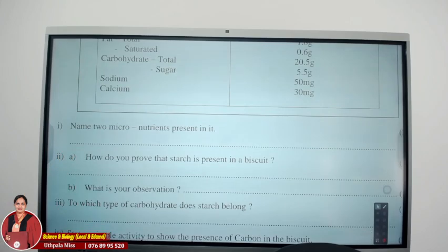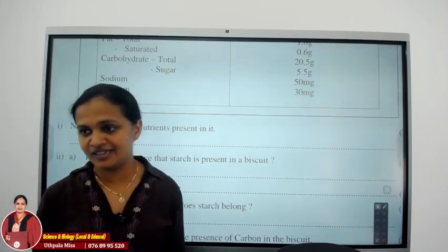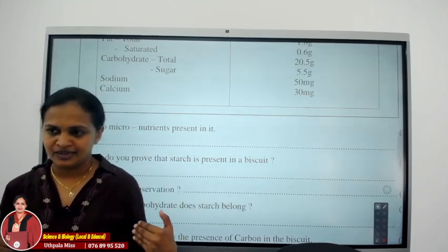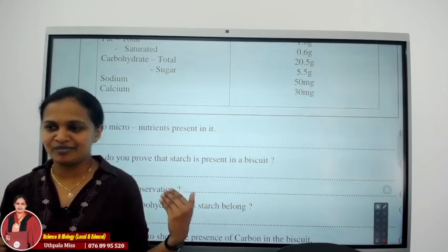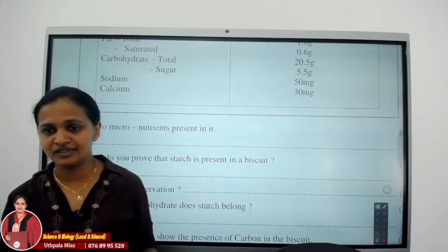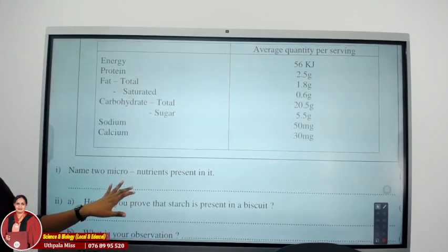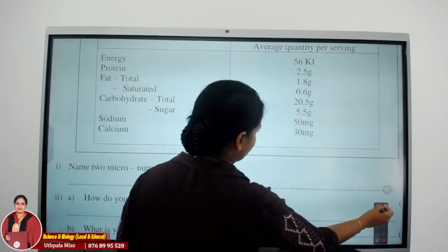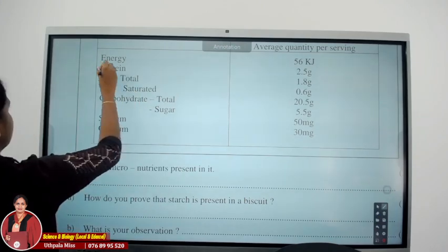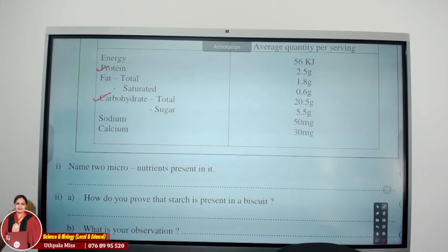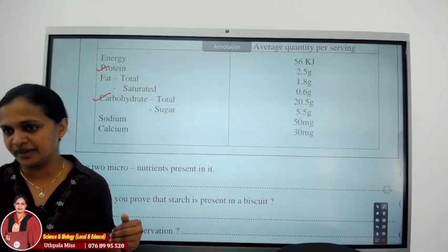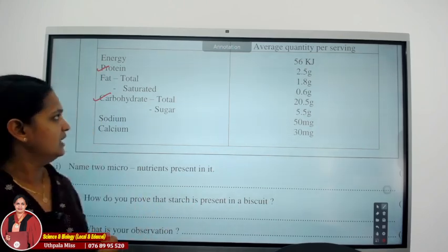Name 2 micronutrients present in it. What are the micronutrients? We can classify the nutrients as macronutrients and micronutrients. What are the macronutrients here, the major nutrients? Carbohydrate, protein, and fat. Fats and oils come under lipids, right?